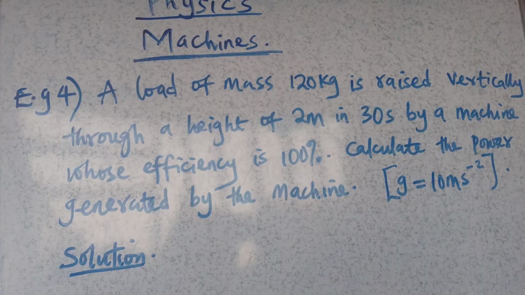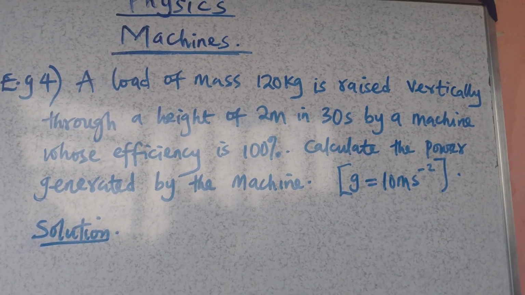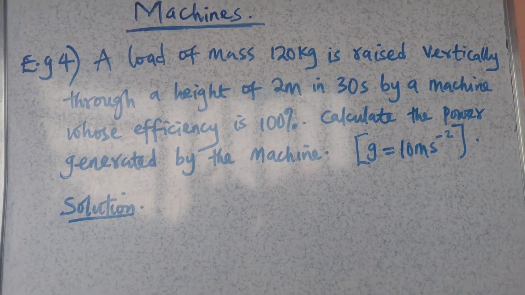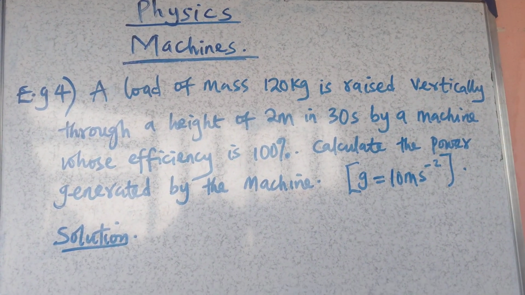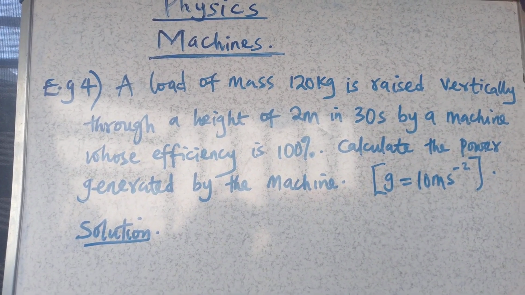Alright, we have another question on the board. It says a load of mass 120 kg is raised vertically to a height of 2 meters in 30 seconds by a machine whose efficiency is 100%. Calculate the power generated by the machine.